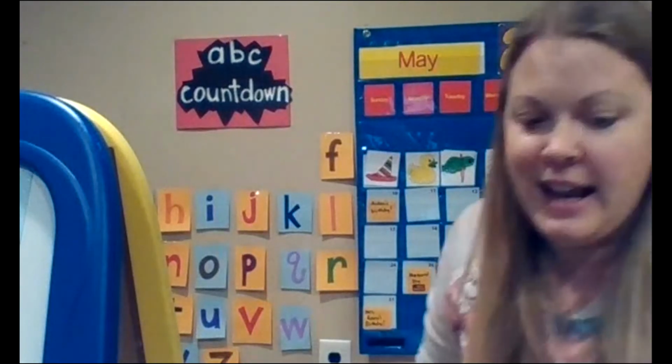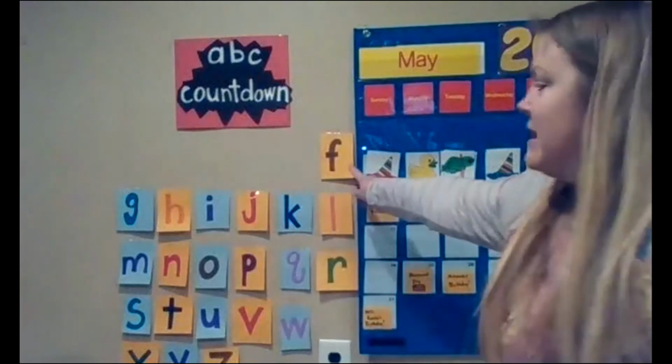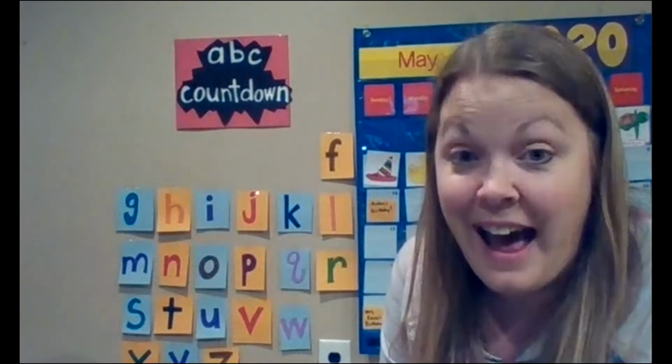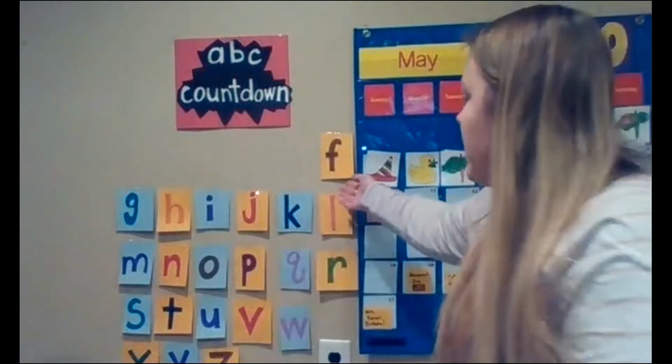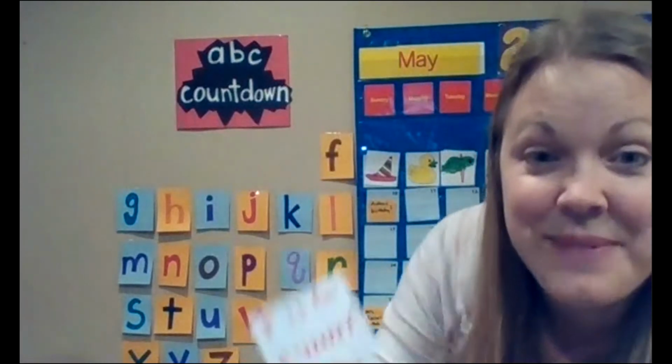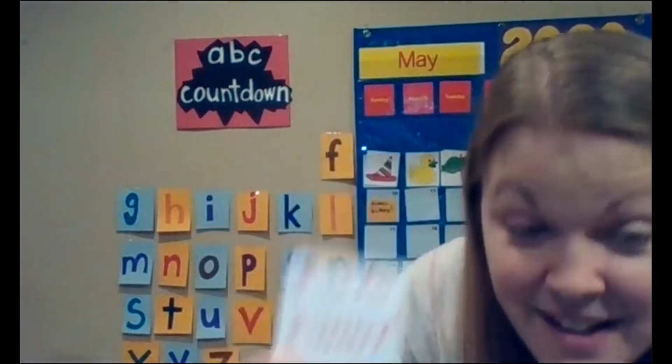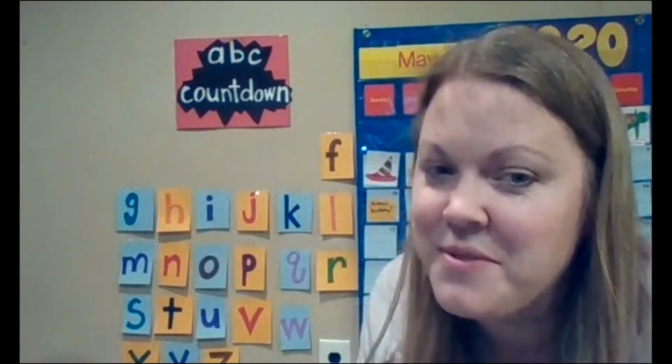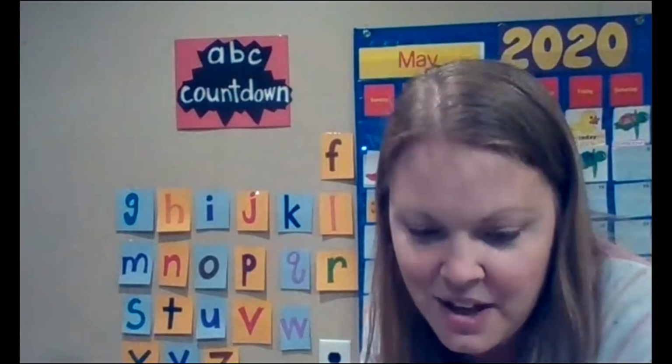All right. Now we are going to do our ABC countdown. Let me move my whiteboard a little bit. Look up here. What letter is next in our ABC countdown? F. F says, let's find out what the activity is. Ooh, I like this one. F is for funny. Funny starts with F. We're going to do some funny things today.